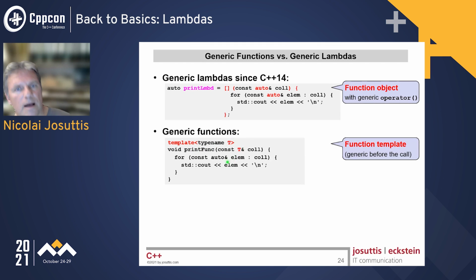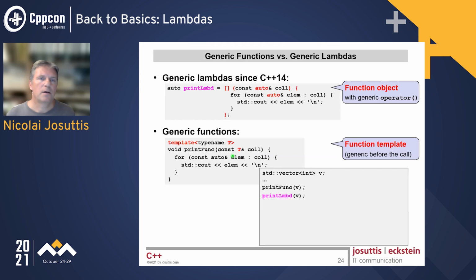Give me a collection, I iterate over the elements and print them out. This looks like being pretty much the same, but they are totally different. So this is a function object. This is an object where the function call operator is generic, is a template, it's a function template. This is a function template. The function as a whole is not an object of a type. It's a function that has to be compiled the moment we know where it's used for. There's a difference in use for them.